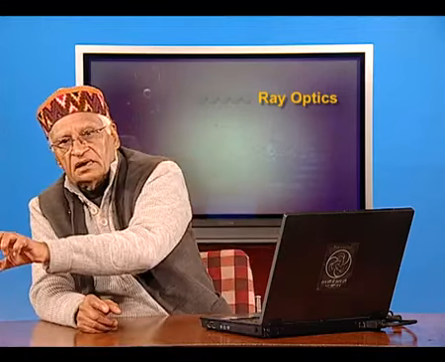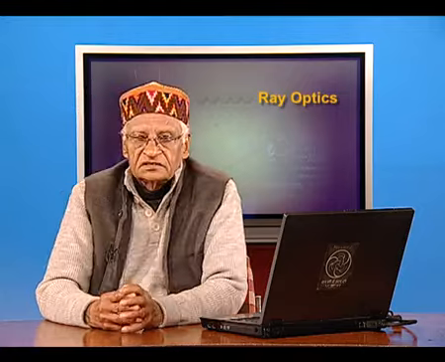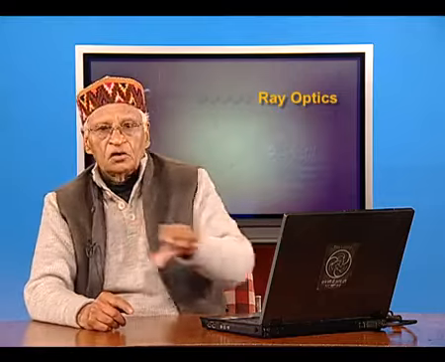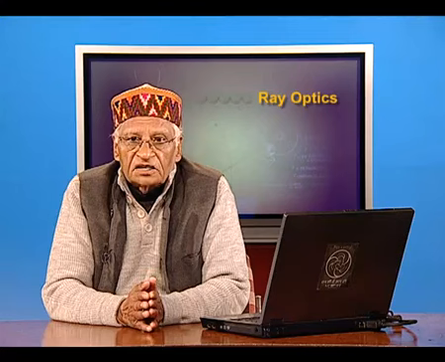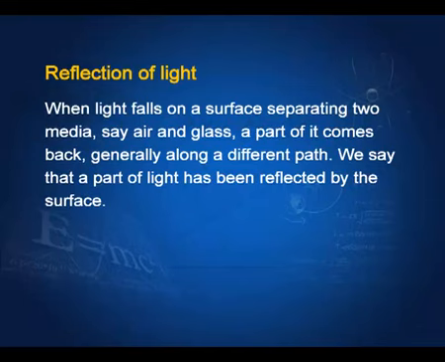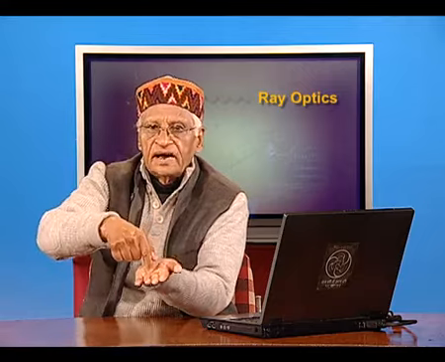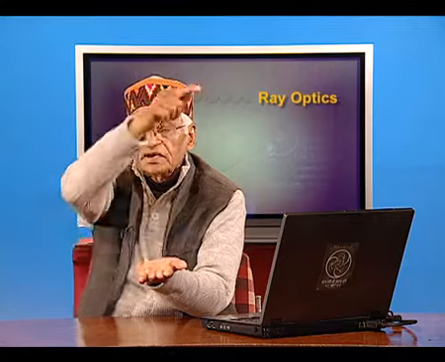Light goes as a straight line, and these straight lines are represented by rays, and whatever things we study using the approximation that light travels along straight lines or along straight rays is called ray optics, and we shall now start this ray optics. The first thing is very simple. Reflection of light is very familiar to you. When light falls on a surface separating two media, let us say a glass plate or something, then light comes and changes its path, goes in another direction. We say the light has been reflected.